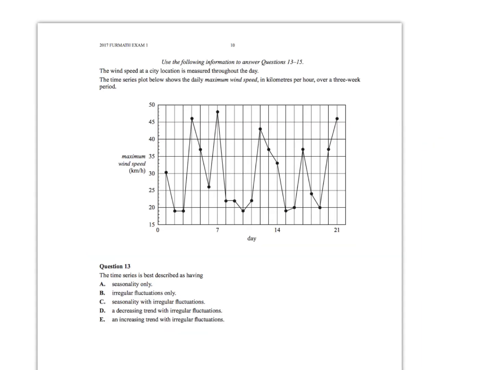Okay, with this next one, the wind speed at a city location is measured throughout the day. Okay, and the time series plot is shown here. It wants you to describe this. This is how most of our exam questions are set out. So what I want you to do with this one is like what I was talking about before. Let's go through, they're talking about days of the week. So if I go 1, 2, 3, 4, 5, 6, there would be 7. Then 1, 2, 3, 4, 5, 6, that would be 7. Then 1, 2, 3, 4, 5, 6.